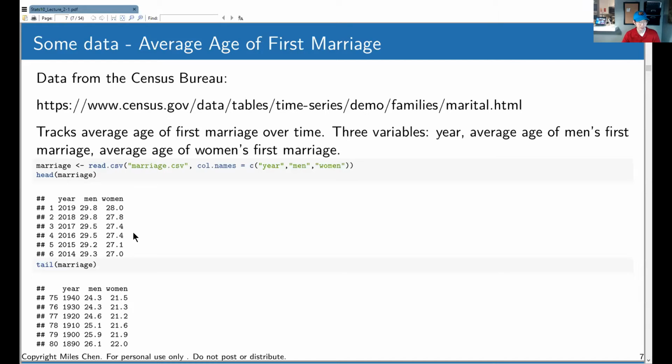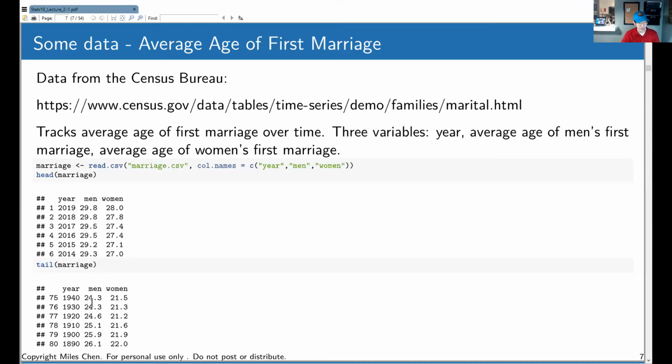And so in 2019, for men, the average age of first marriage was 29.8 years, and for women, it was 28.0 years, okay? And this is not necessarily this person married this person. This is just the average of all men who got married and the average of all women who got married. So that's just whoever got married, whether they were married to each other or not, okay?